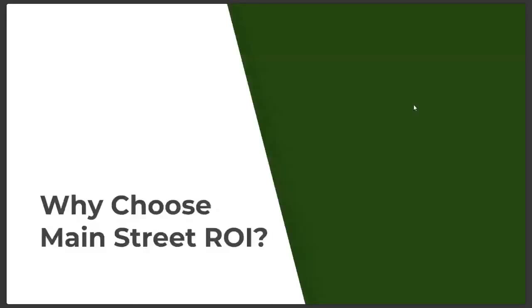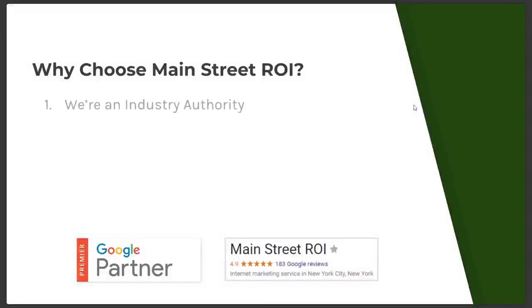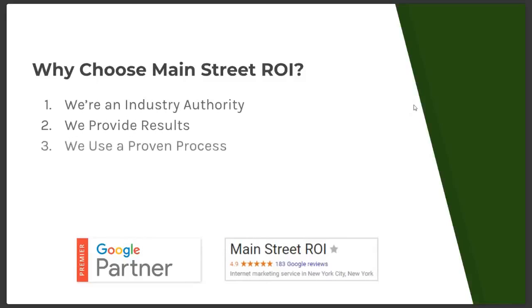So that's why choose WordPress, and then why choose us. 6 reasons. First, we're an industry authority. I mentioned we publish a lot of information about best practices and trends in the industry. We provide results. I already mentioned that in the previous slide. We've helped over 2,000 businesses with their digital marketing. We have a proven process. I'm going to show that in a couple slides here.